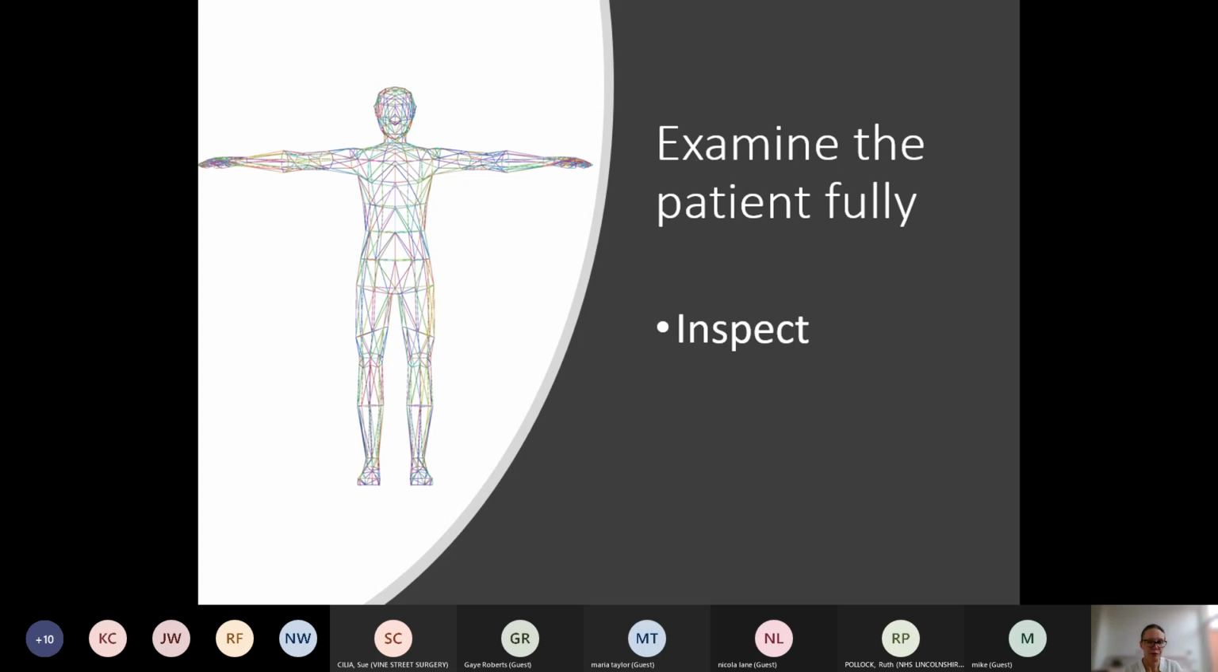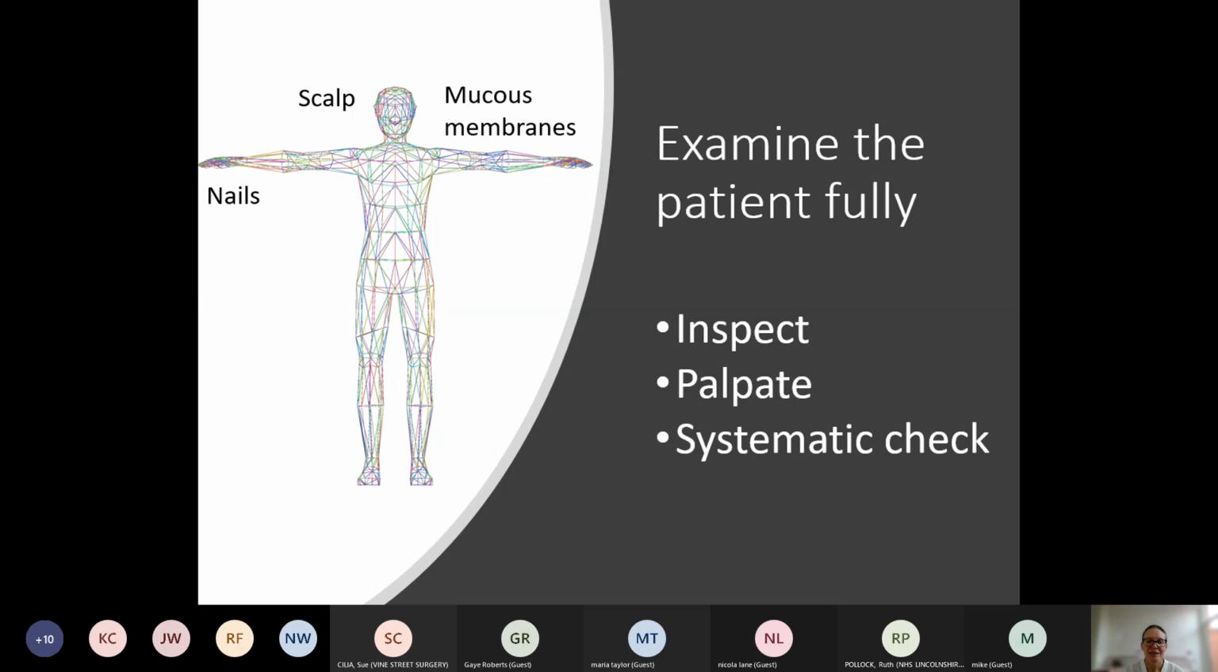So start with inspecting, having a look at the skin, and then move on to palpate. We should really feel rashes if people have got them and decide what they feel like. It's a bit tricky at the moment with all the PPE and wearing gloves. We can't really do that, so we can ask the patient what it feels like if they touch it. We can't do that ourselves. A systematic check is an additional thing that you should do: you should always check the nails, scalp and mucous membranes.